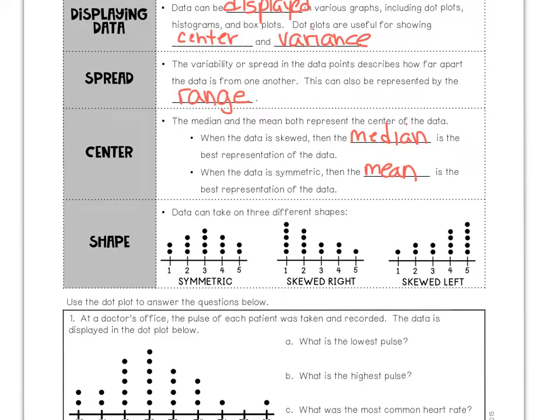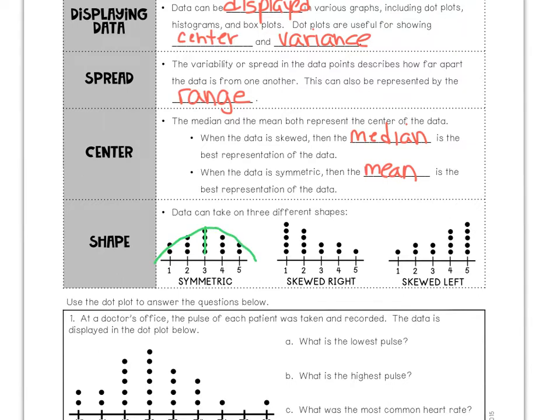Okay, so let's take a look at what it means by shape. Symmetric is when something's symmetrical, both sides are the same. And you can kind of see that. Here's my middle here, and then it goes up and then down, and each side is similar.